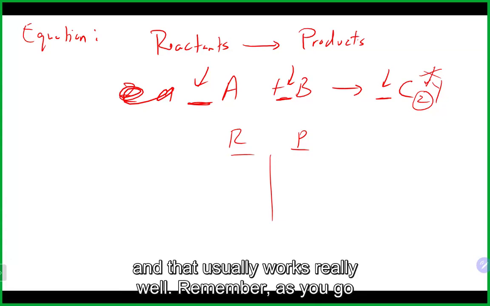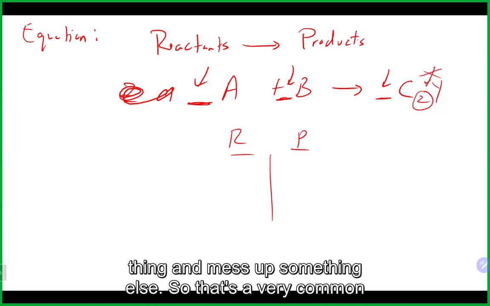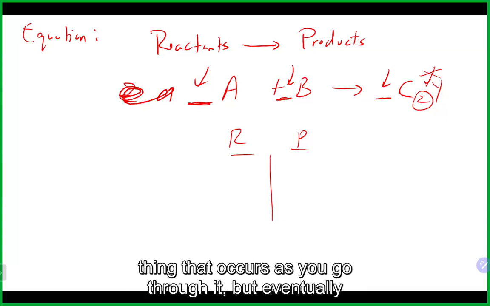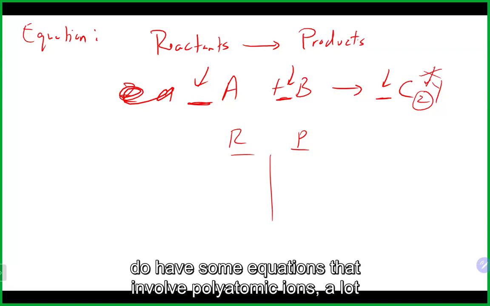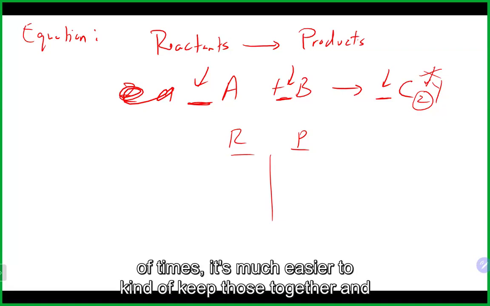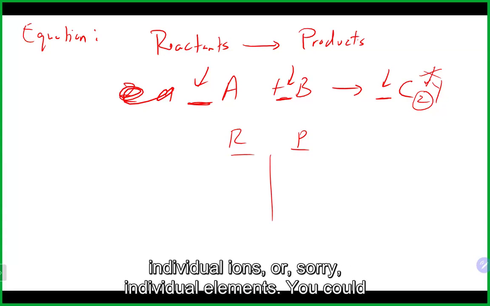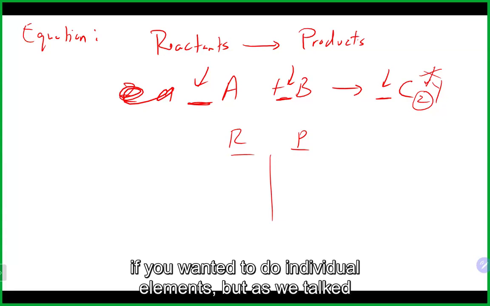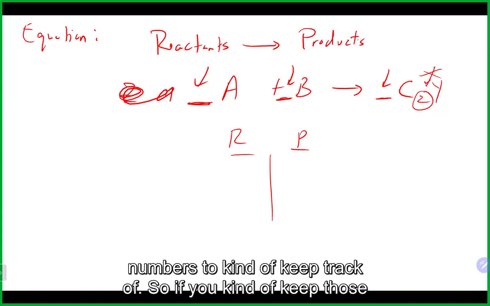Remember, as you go through the balancing process, you'll probably fix one thing and mess up something else. That's a very common thing that occurs as you go through it. But eventually everything should fall into place. Remember, though, if we do have equations that involve polyatomic ions, a lot of times it's much easier to keep those together and balance them as units rather than as individual ions, or sorry, individual elements. You could balance individual elements if you wanted to, but as we talked about, you'll have a lot more multiplying and numbers to keep track of.